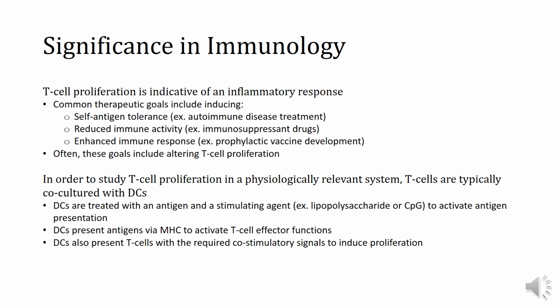In order to have a physiologically relevant model, T cells need to be co-cultured with dendritic cells. Dendritic cells are exposed to the antigen and a stimulating agent, and that activates antigen presentation. Once these antigens are presented by the dendritic cells using the major histocompatibility complex, that activates the T cell effectors. Dendritic cells also present all the required co-stimulatory signals that induce proliferation.